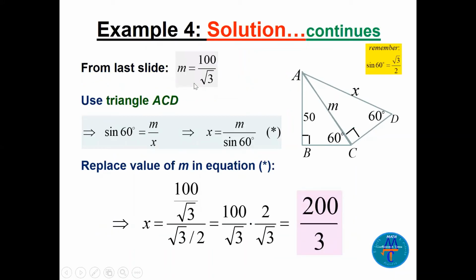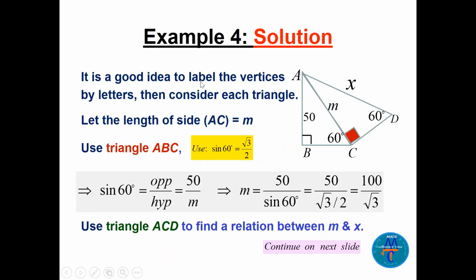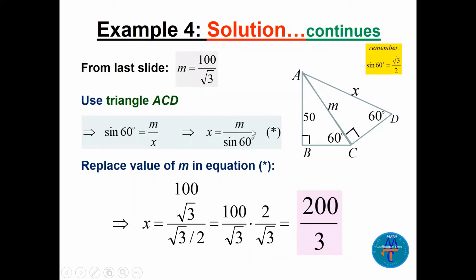So from the last slide, we find m. See m here, m is 100 over square root of 3. Now let's use the triangle ACD. Sine 60 will be the opposite, as we said, over the hypotenuse. So m over x. So what is x? When you cross multiply here, you get x equals m over sine 60. Okay, so that's what we need here.